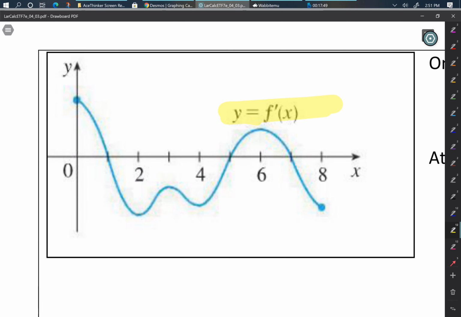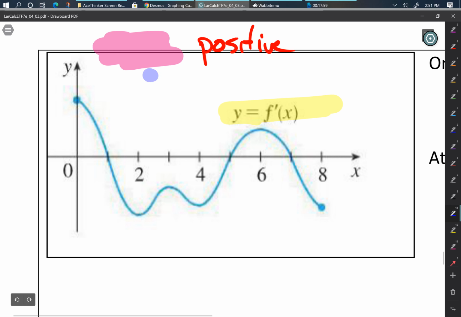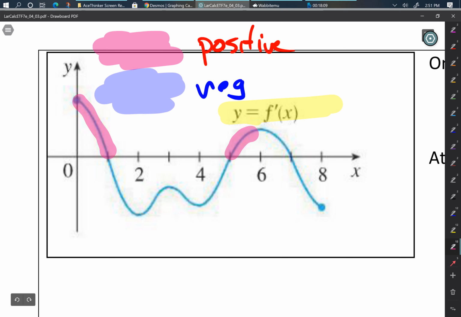So when I'm looking at this, I'm looking at the derivative. And so I'm going to use 2 things here. I'm going to use my pink highlighter for positive. I'm going to use my blue highlighter for negative. And the graph of this first derivative is positive here and positive here. The graph of the first derivative is negative here and negative here. Okay? The first derivative is equal to 0 here, here, and here.